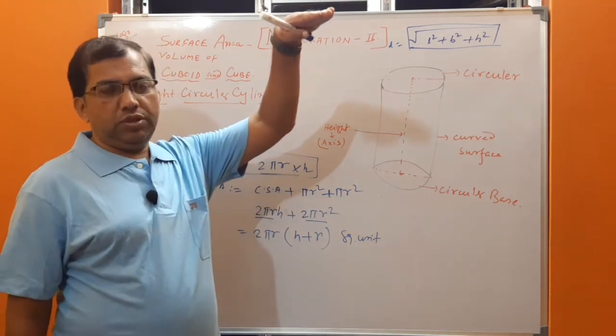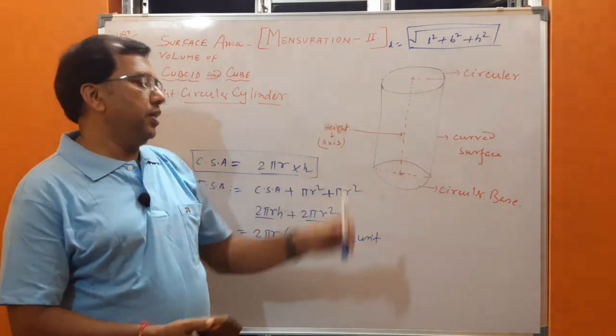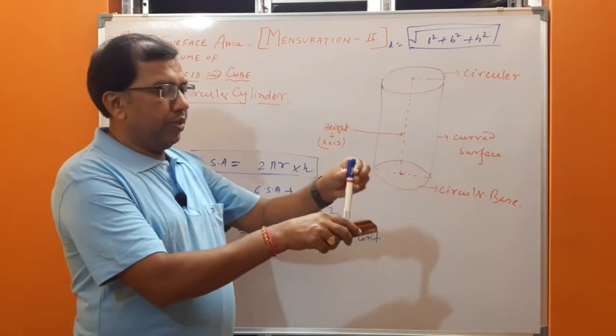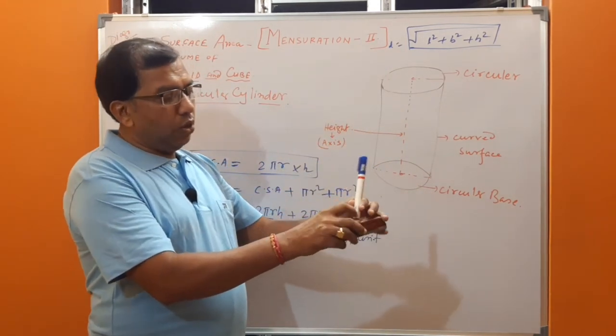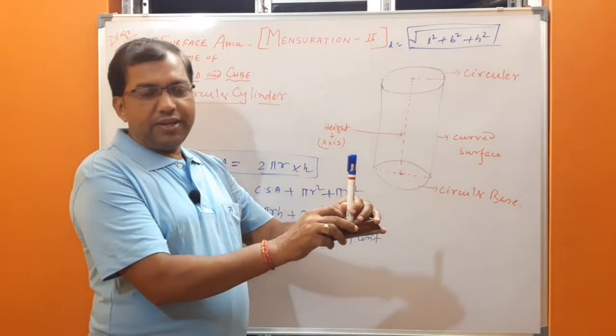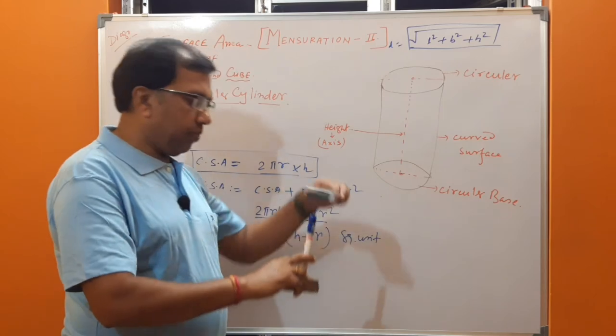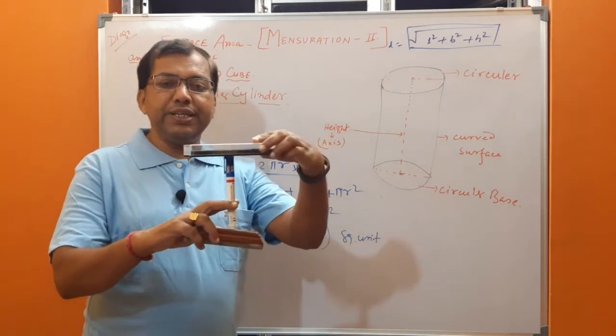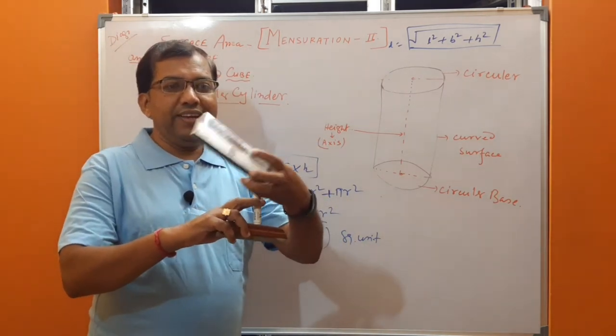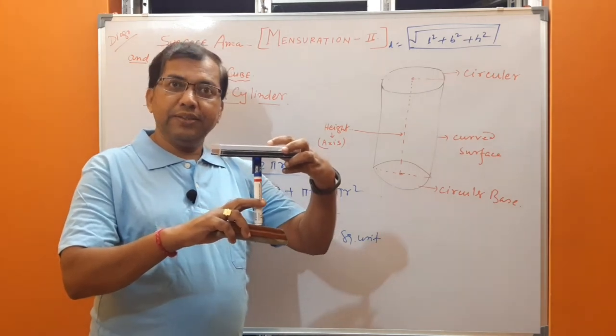The pillar. In a building, there is a pillar. In that case, the lower surface area is not required. The upper surface area is not there if there is a roof. So only the curved surface area is needed. In the case of a pillar of a building, you have to paint it.